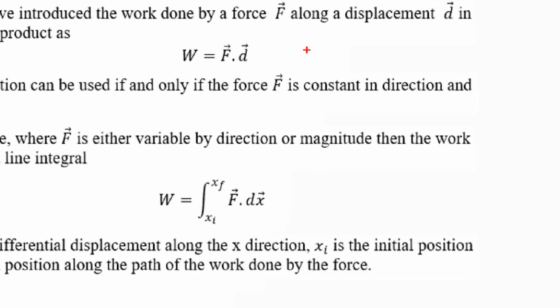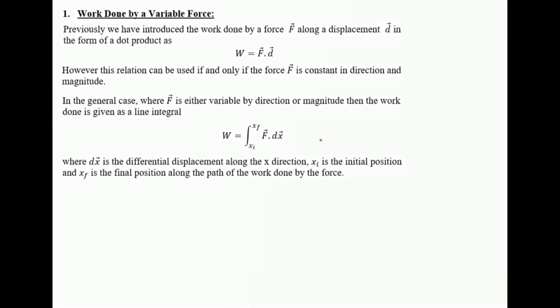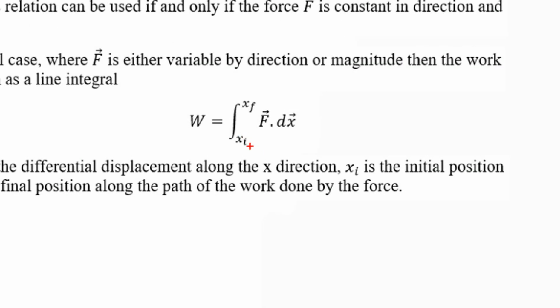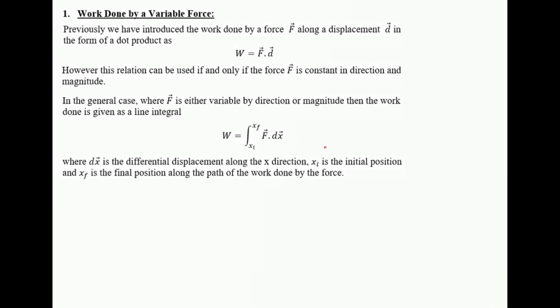So basically, we have introduced previously the work to be F dot D. However, here we're assuming that F is constant in direction and in magnitude. If F is variable in either direction or in magnitude, this should be upgraded to an integral form, where D would be replaced by a differential displacement from an initial position to a final position, where xi is the initial position and xf is the final position.